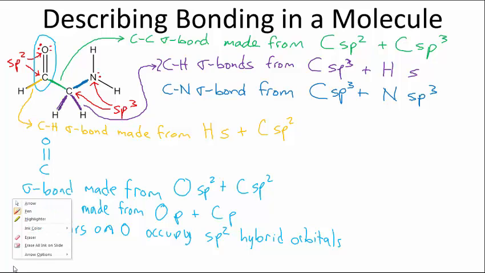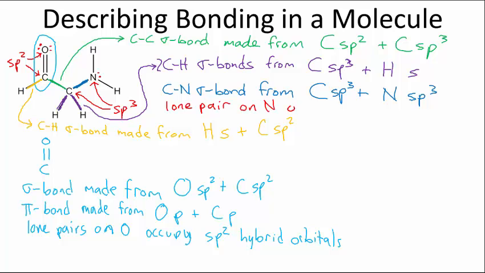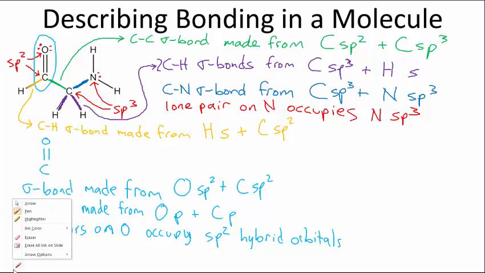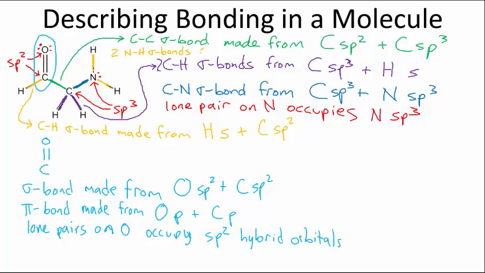All right, we've got the lone pair on nitrogen. What kind of orbital does that live in? An sp3. And then we have the last two sigma bonds over there, those NH sigma bonds. And those would be from nitrogen sp3 orbitals and hydrogen 1s orbitals.